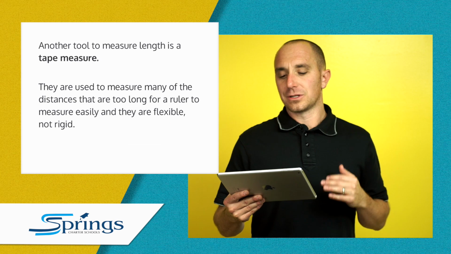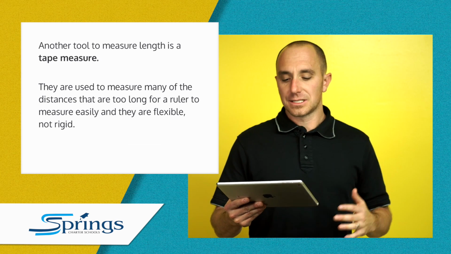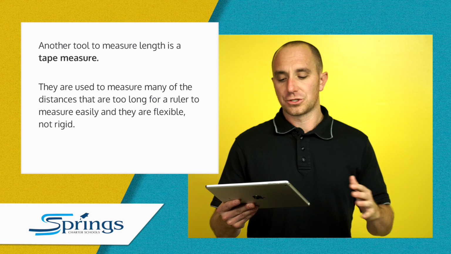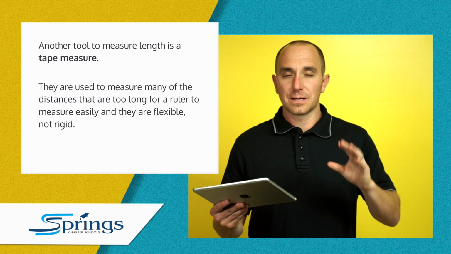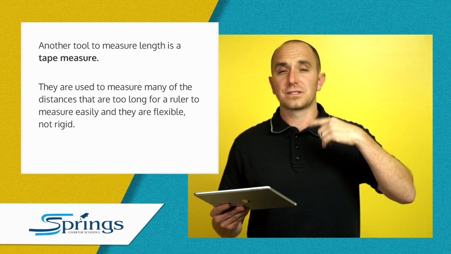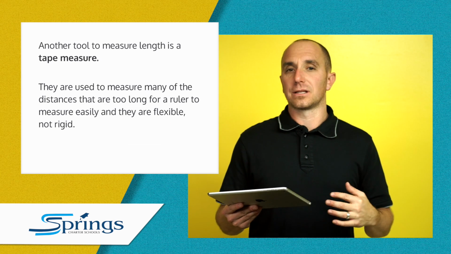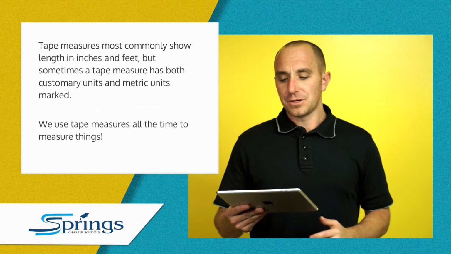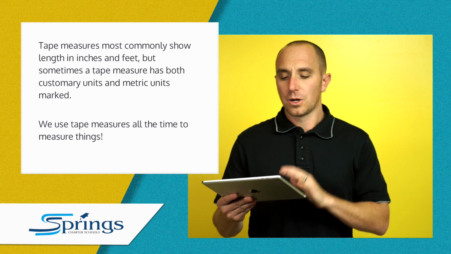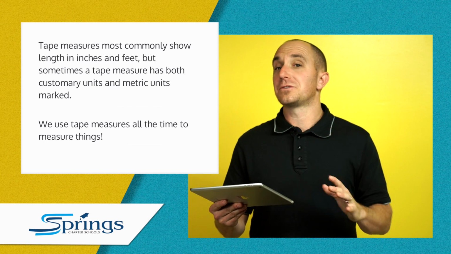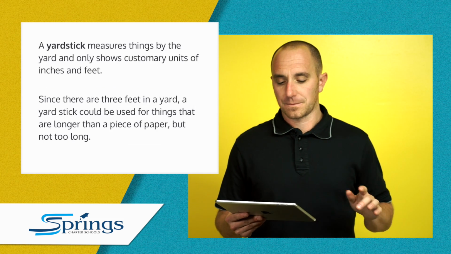Another tool to measure length is the tape measure. So they're used to measure many of the distances that are too long for a ruler to measure easily. And another thing about a tape measure is it's flexible, because think about it, it's small and it goes really far, so it's obviously rolled up in that little device, and so it's something that you can manipulate a little bit. Tape measures most commonly show length in inches and feet, but sometimes a tape measure will have both customary and metric units marked. So we use tape measures all the time to measure things.